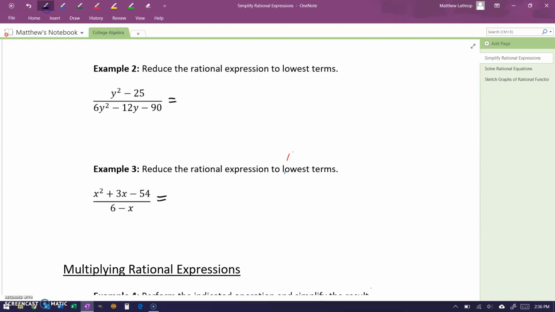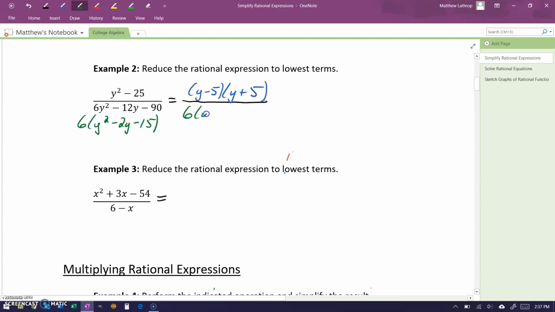In example 2, we want to start off with the same approach. We want to factor the numerator and denominator completely. In this case, the numerator can be factored as y minus 5 times y plus 5 using difference of squares. In the denominator, the first thing we could notice is that we can factor out a common factor of 6, which will leave us with 6 times the quantity y squared minus 2y minus 15, which would then factor as 6 times the quantity y minus 5 times the quantity y plus 3.